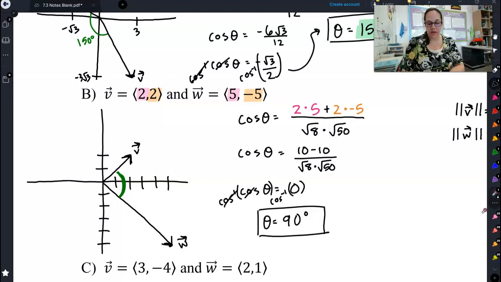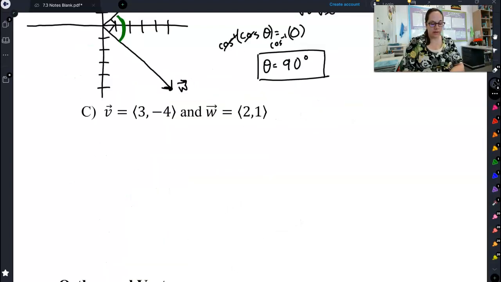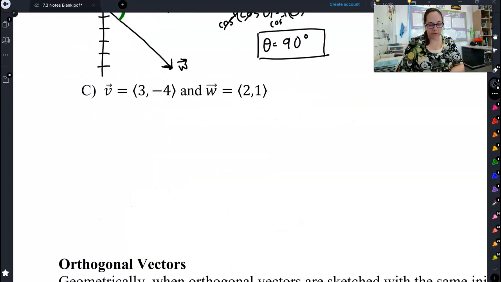Let's check your work. On top, when I did the dot product, I got 10 minus 10, which is 0. Magnitude of v, I got square root of 8. Magnitude of w, I got square root of 50. 0 divided by this is still just 0. And arc cosine of 0 is 90 degrees. So these are actually a perfect right angle. Makes that 90-degree angle we like. Ta-da!